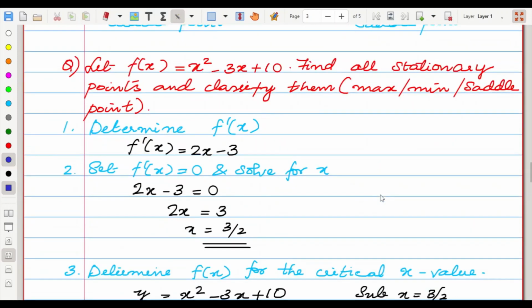One question. Let f of x equal x square minus 3x plus 10. Find all stationary points and classify them as maximum, minimum or saddle point. So first of all determine f dash of x. f of x is this one. F dash of x is 2x minus 3. Then next we need to set this f dash of x equal to 0. So 2x minus 3 equals 0. From this we can evaluate the value of x. x equals 3 by 2.